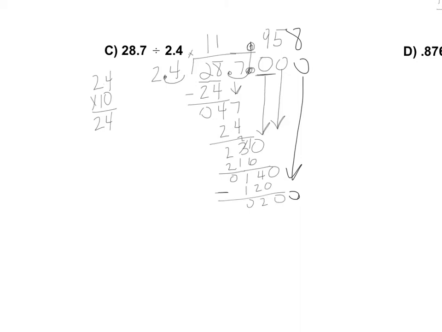24 times 8 is 192. Gotta borrow, that becomes a 10. Oh, we still gotta borrow from it, so it becomes a 9. 10 minus 2 is 8. 9 minus 9 is 0. That was a 1. It was a 0.